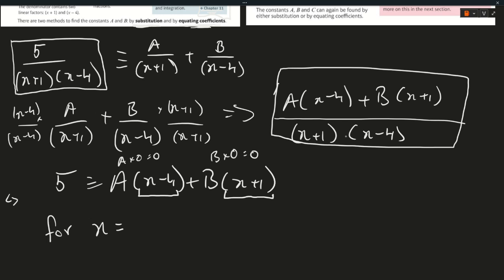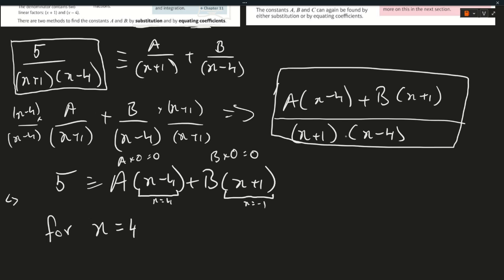There are two ways that could happen. x could either be 4 or x could be minus 1. By the way, this is completely arbitrary. You don't necessarily need to make them 0. You could just use x is 1 and x is 2, and you would end up with two equations that you would have to solve simultaneously. But this way you shortcut that, and you can straight away find out what a and b are.